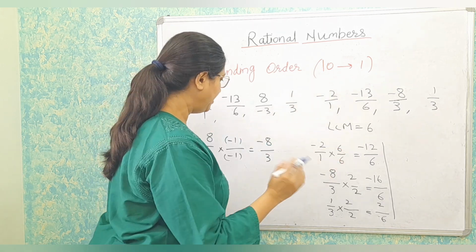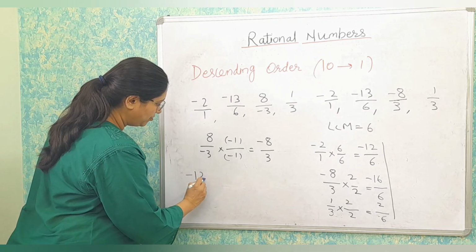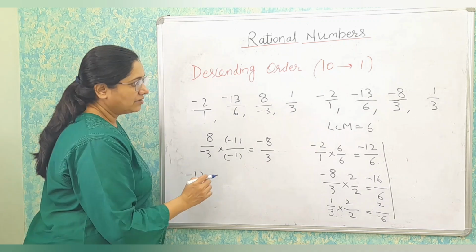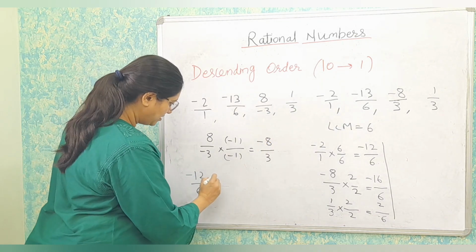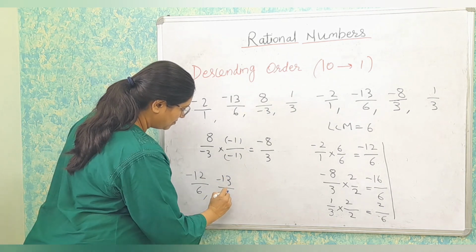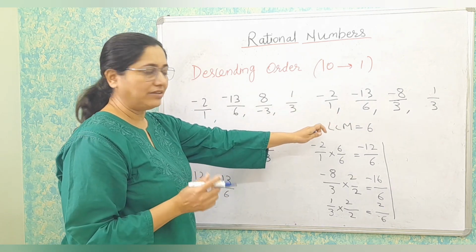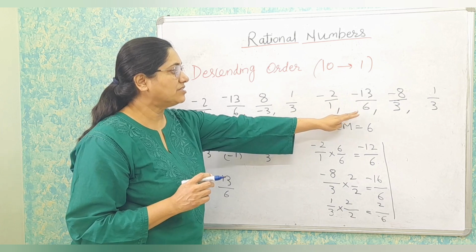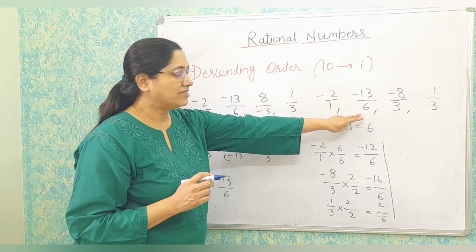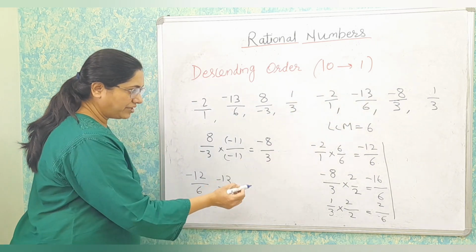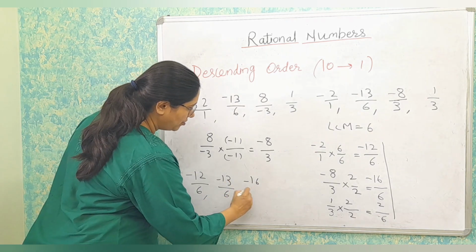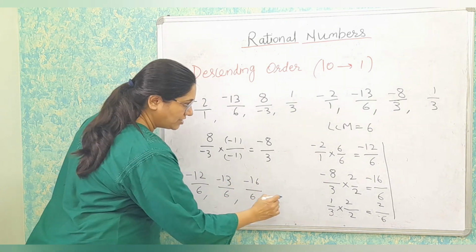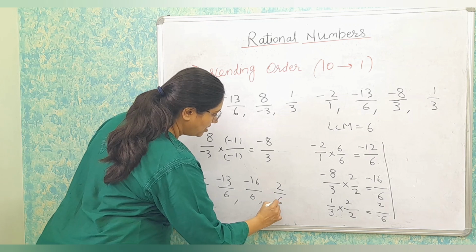So first I will write all of them. -12 upon 6. Then second one is -13 upon 6. We have not done any calculation with -13 upon 6 because it already had 6 as a denominator. Third one is -16 upon 6, and the last one 2 upon 6.